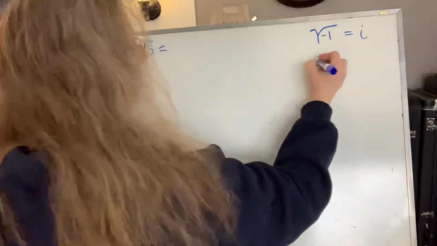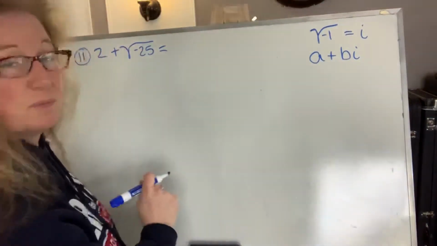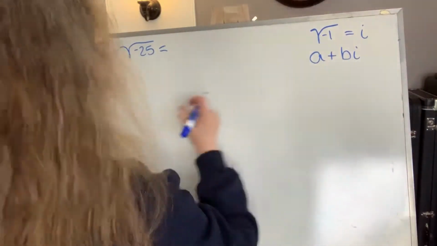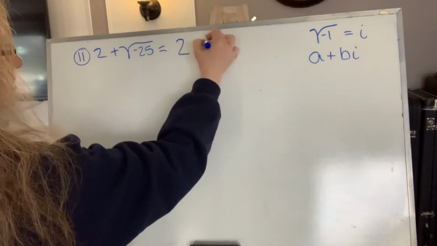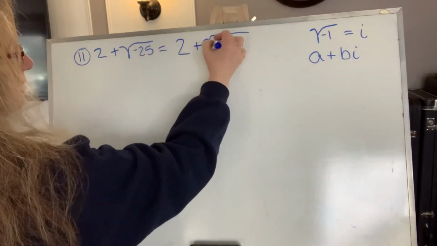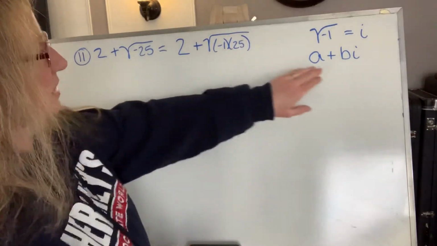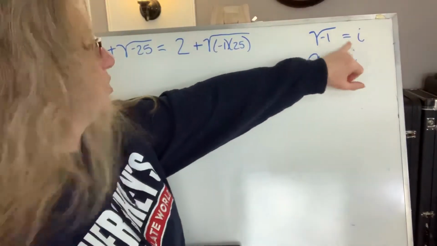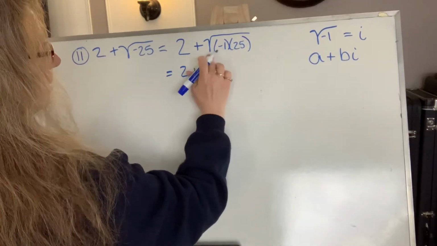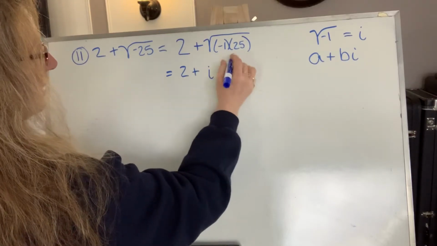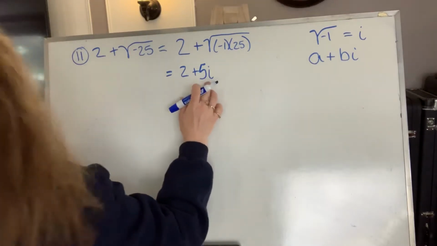So what is standard form? a plus bi. So you have a constant portion and you have a complex portion. So the 2 just stays 2 plus, and I'm going to rewrite this -25 as -1 times 25. So we can clearly see this -1 piece, which turns into i. So 2 plus, okay, the square root of -1 is i. Square root of 25 is 5. So the answer is 2 plus 5i.